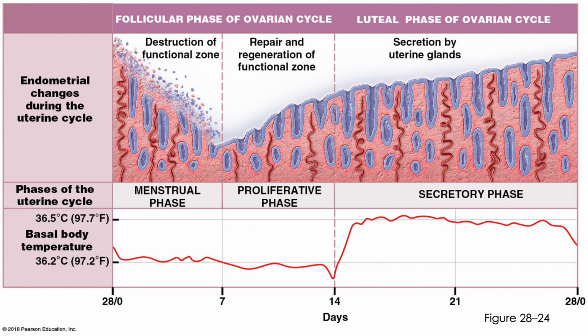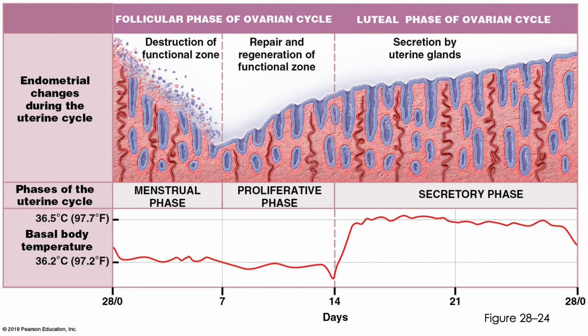And as this happens, basal body temperature is just hanging out for the most part. And then we enter the proliferative phase of the endometrium. And you can see that this is when we have repair and regeneration of the functional zone, and again, the basal layer is unaffected. And so it's building up in preparation for potential conception.